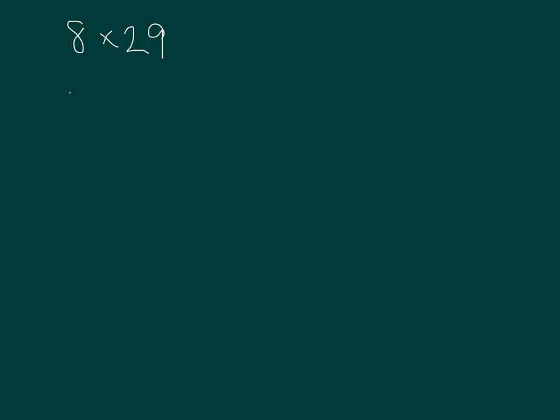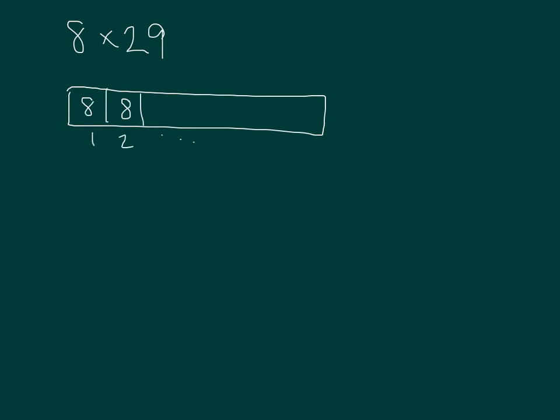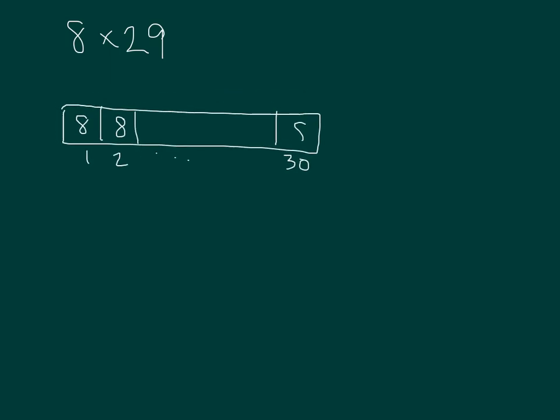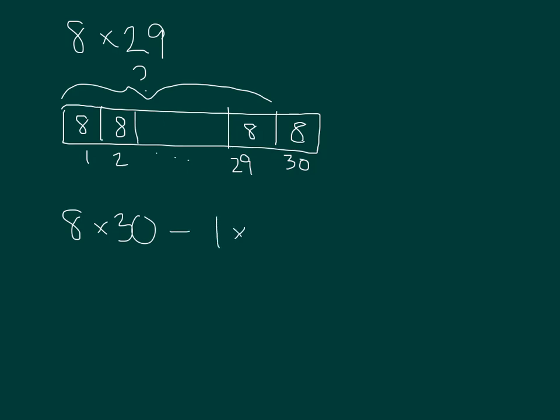So for instance, here's a group of 8, one group, two groups, here's 30 groups of 8, and then my 29th group, which is really what I'm interested in, is right there. So this is really what I'm trying to solve right here, my question. So if I take 30 groups of 8, and then I take away one group of 8, like that, I should get my answer.